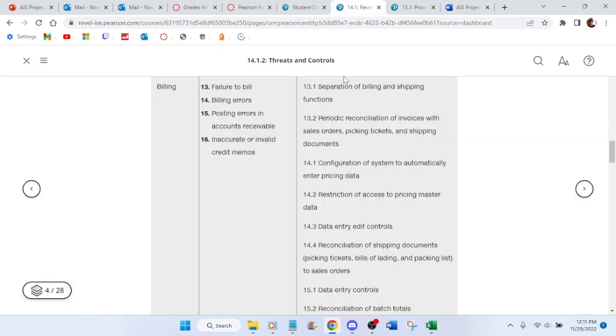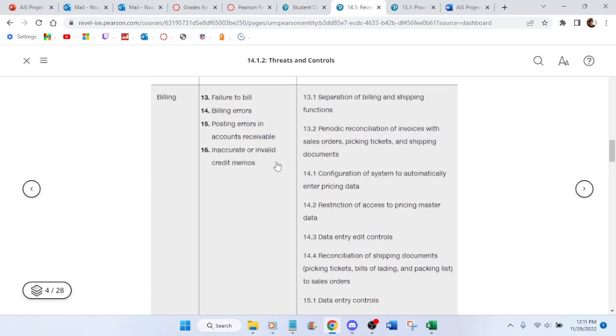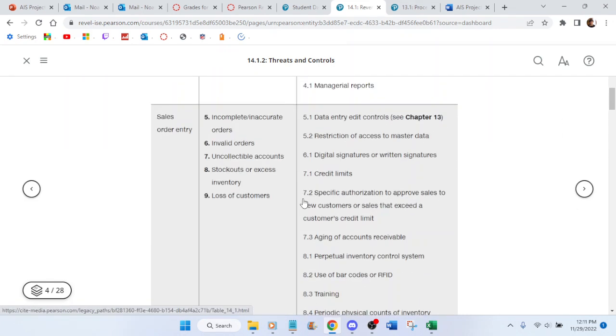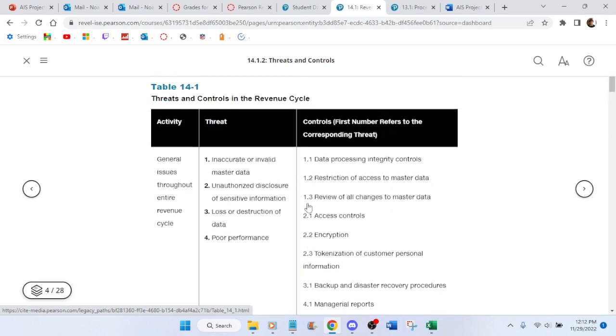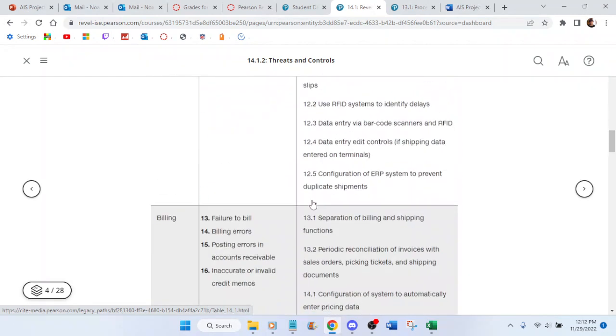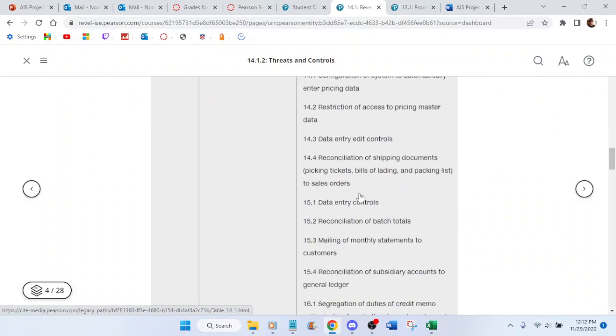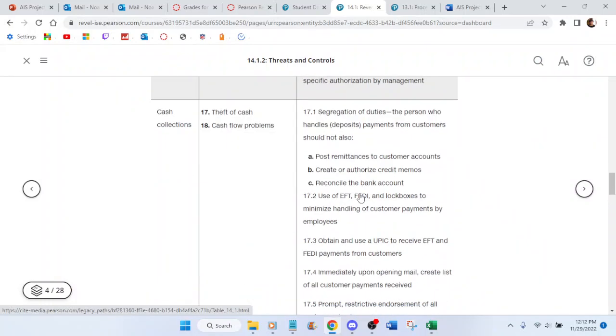Is there going to be anything about, well, they don't specify what they mean by fraud within departments. There's lots of different ways that fraud can be committed within a department, so you need to be more specific there. I don't know how I could give you a solution to that one. Theft of cash flow problems.